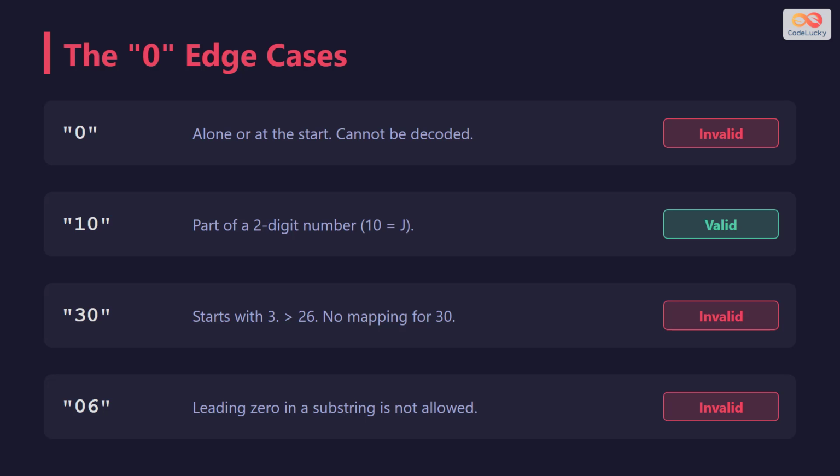The number 0 is the trickiest part of this problem. A 0 alone cannot be decoded. It is only valid if it is the second digit of 10 or 20. If you encounter a 0 that cannot be paired with a preceding 1 or 2, the entire path becomes invalid.